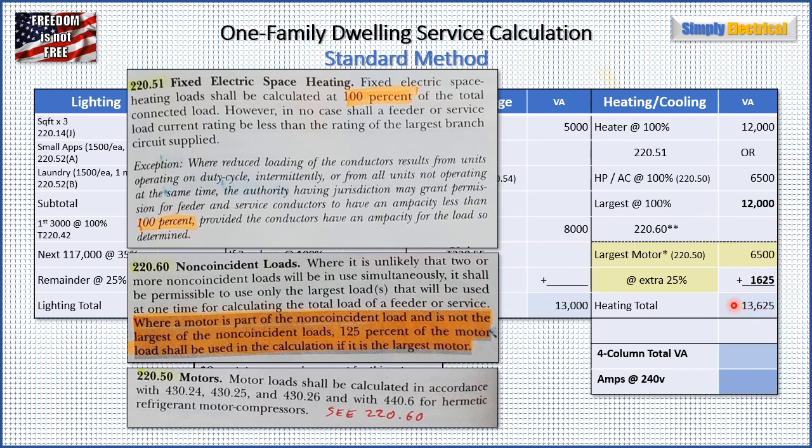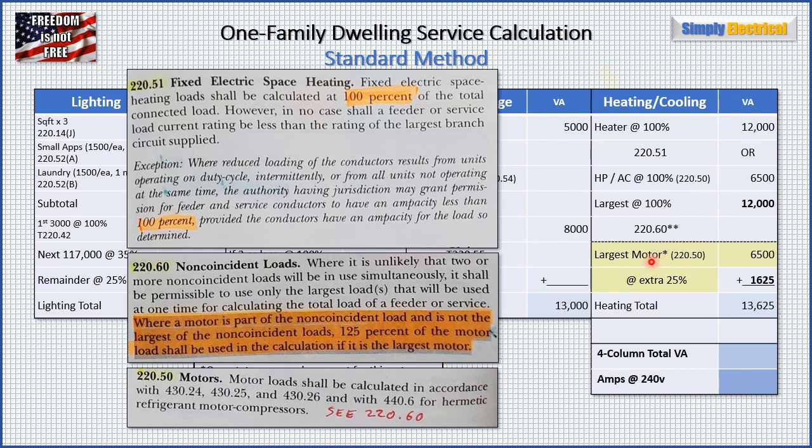Now, we'll come back to this in just a minute, but let's go to this next section because it's very related, and that is the largest motor. Now this is separate from 220.60, but sometimes it is related because they happen to coincide. So I'll tell you what I mean.